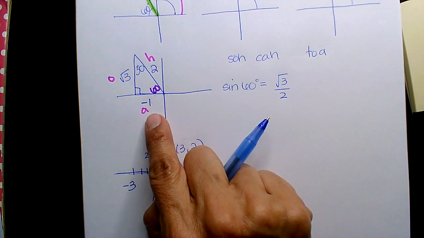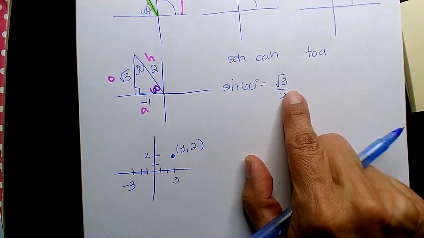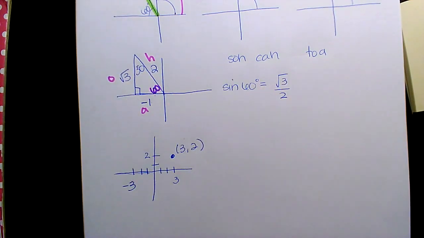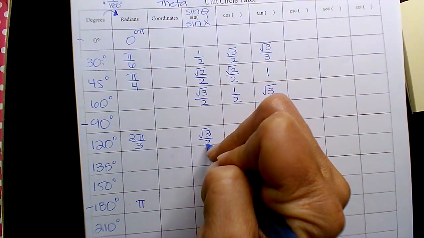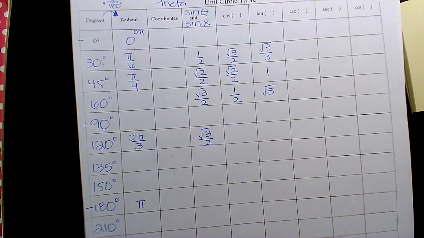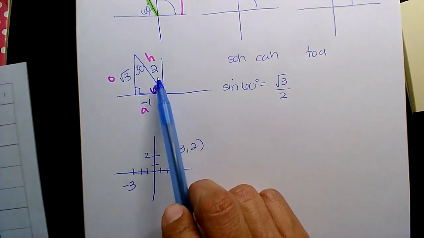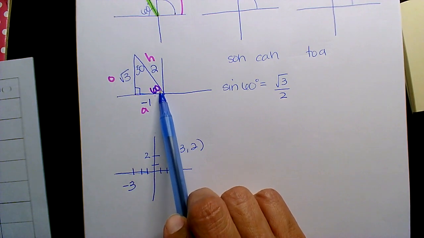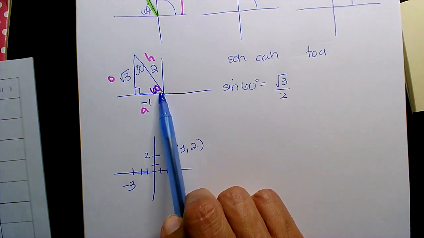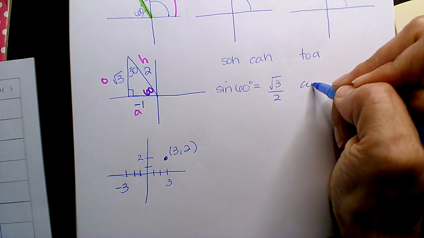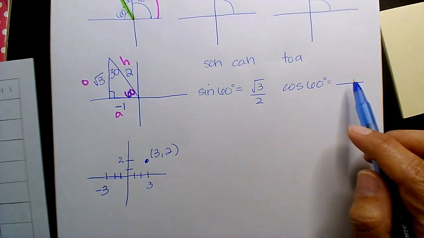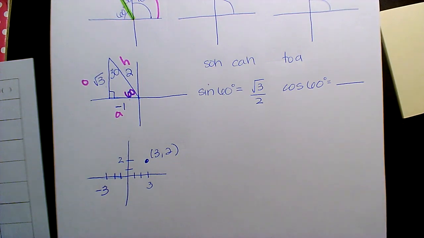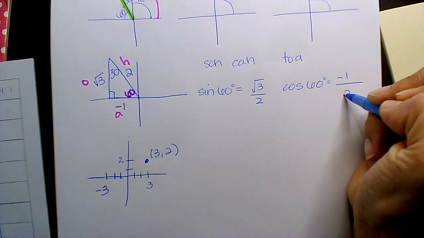Okay, so sine doesn't change. It's still rad 3 over 2. But you have to understand it's 120 degrees, but you're building it off the 60-degree triangle. Okay, so now what is cosine of 60 degrees? It's A over H, and so what would you say it is? -1/2. Right, -1/2.